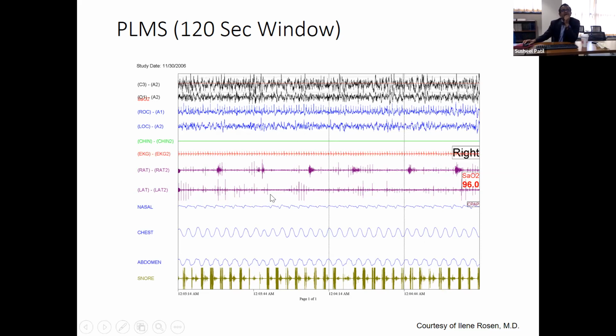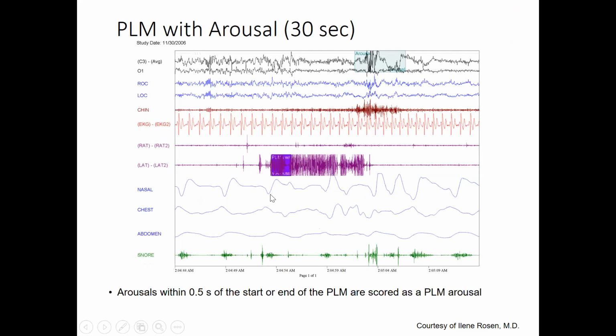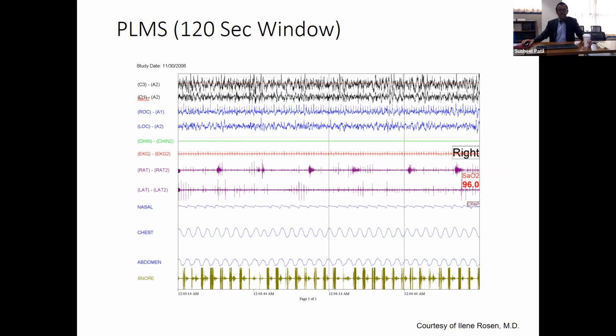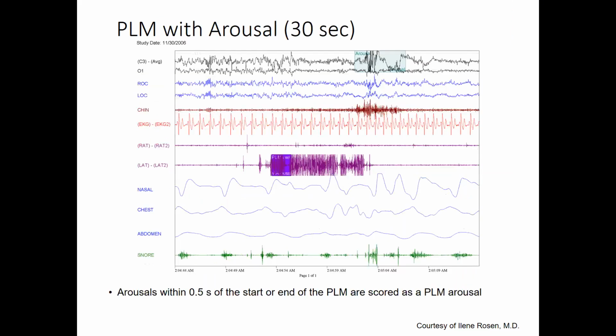Excellent. But I'm sure if you were looking at it at 30 seconds, there would be people that would find arousals in it. Whether they're right or wrong would be subjects of debate, I suppose, right? All right. Maybe one that'll be clear cut.